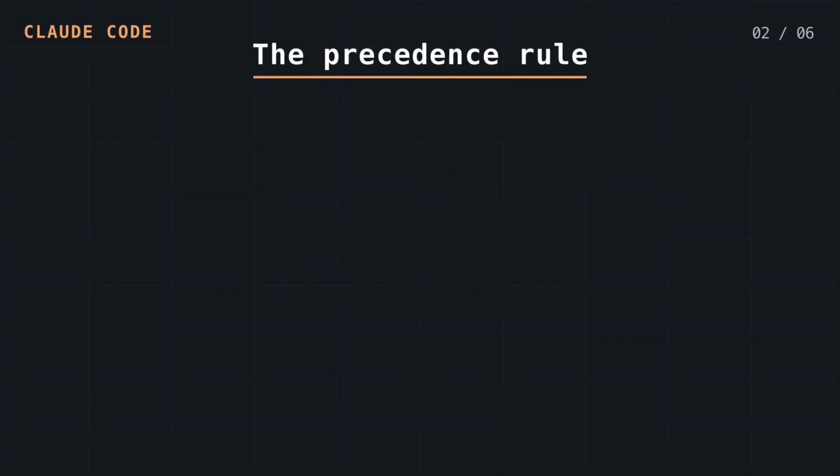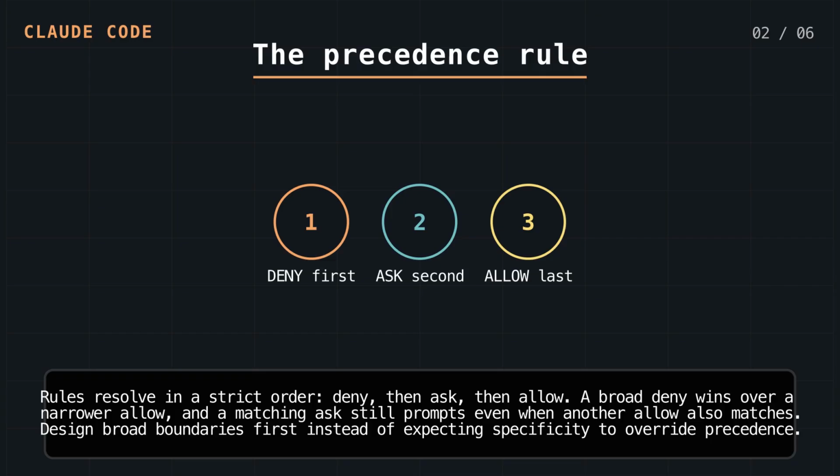Rules resolve in a strict order: deny, then ask, then allow. A broad deny wins over a narrower allow, and a matching ask still prompts even when another allow also matches. Design broad boundaries first instead of expecting specificity to override precedence.